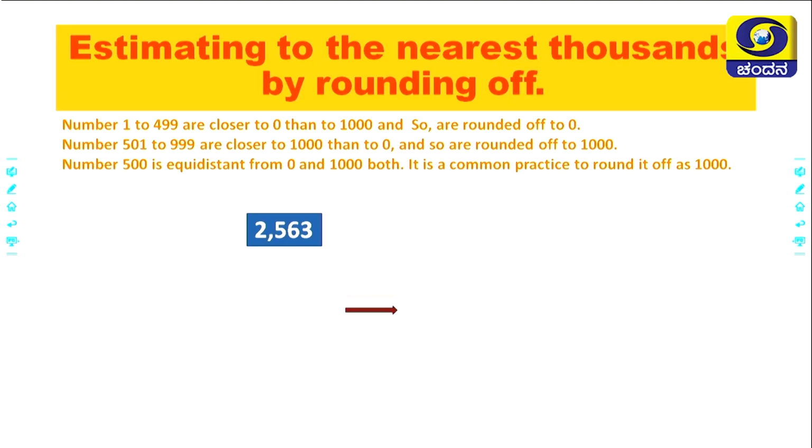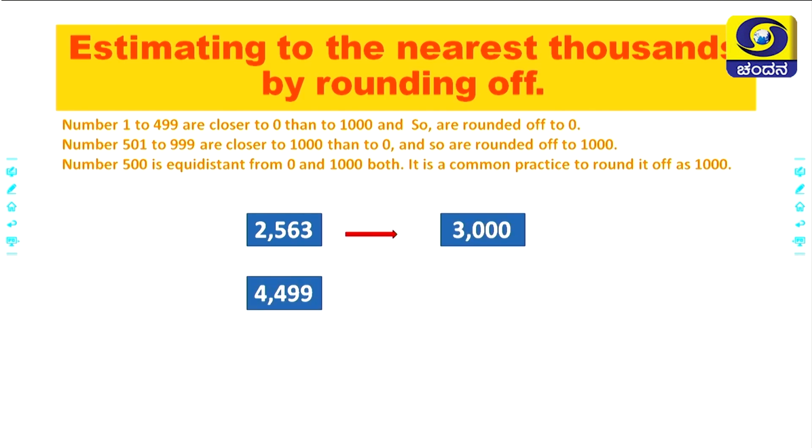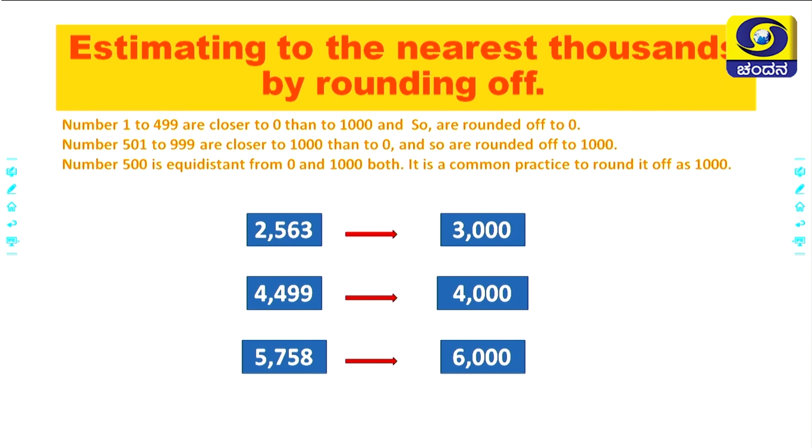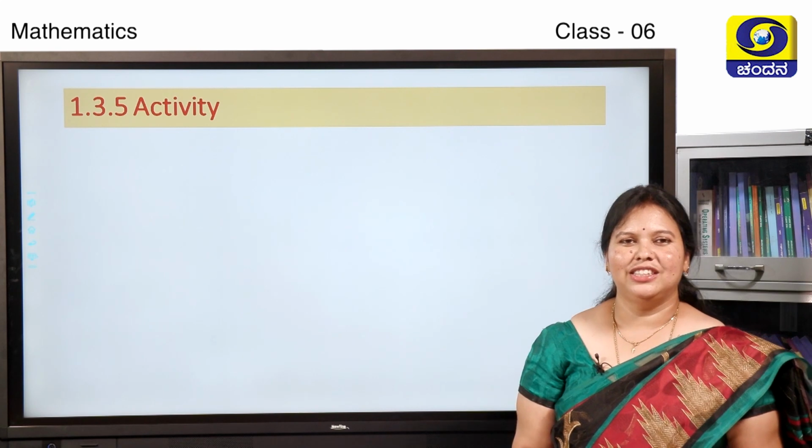2563 is rounded off to 3000. So, 4499 is rounded off to 4000. Similarly, 5758 is rounded off to 6000 and 12848 can be rounded off to 13,000. Let us do an activity.